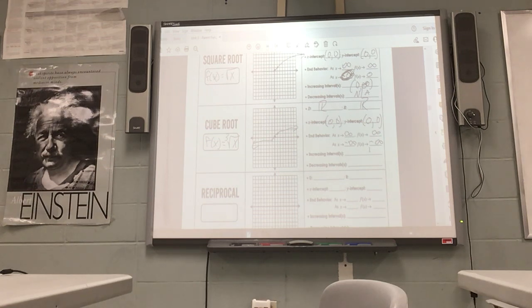Increasing intervals, am I gonna be riding my bike uphill anywhere? The whole time. Yes, the whole time, very good, so from negative infinity to infinity. So if I'm riding my bike uphill the whole time, I don't ever get it downhill, so we got another not applicable for decreasing.